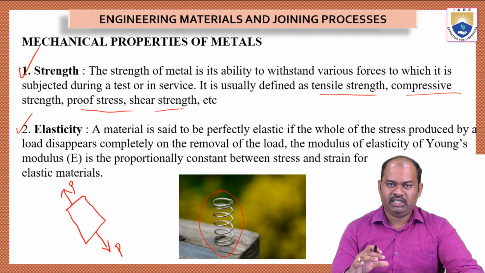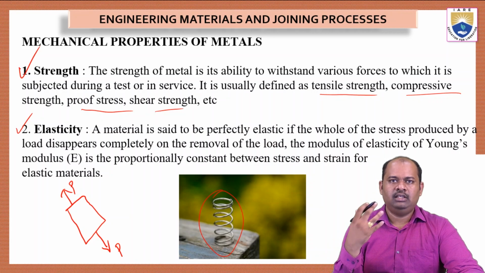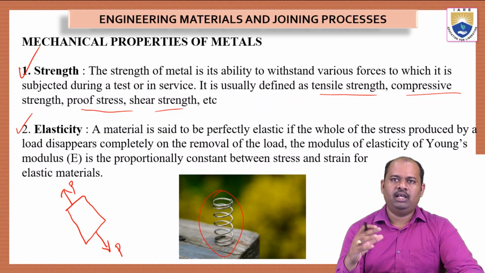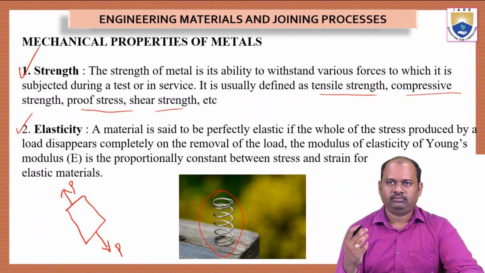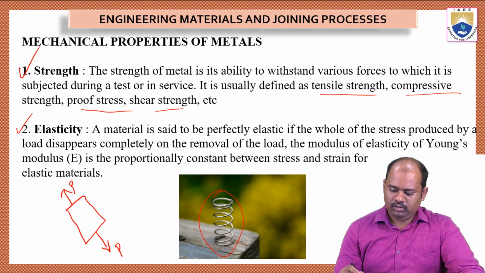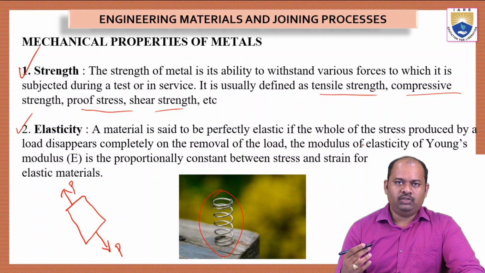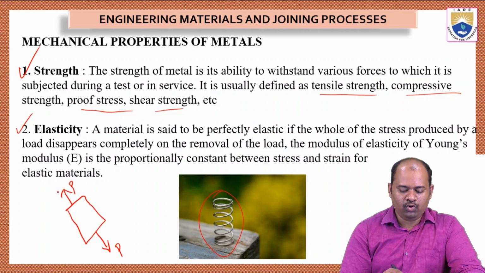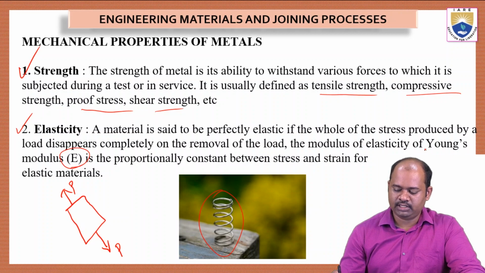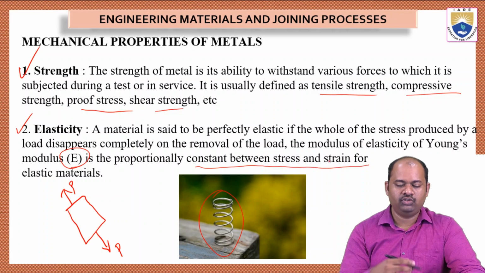Not only physically, but at the atomic level, metals have this property of elasticity. They can bear load and regain their original structure. For a metal to have a more elastic nature, it should have a higher Young's modulus. The modulus of elasticity is the proportionality constant between stress and strain.